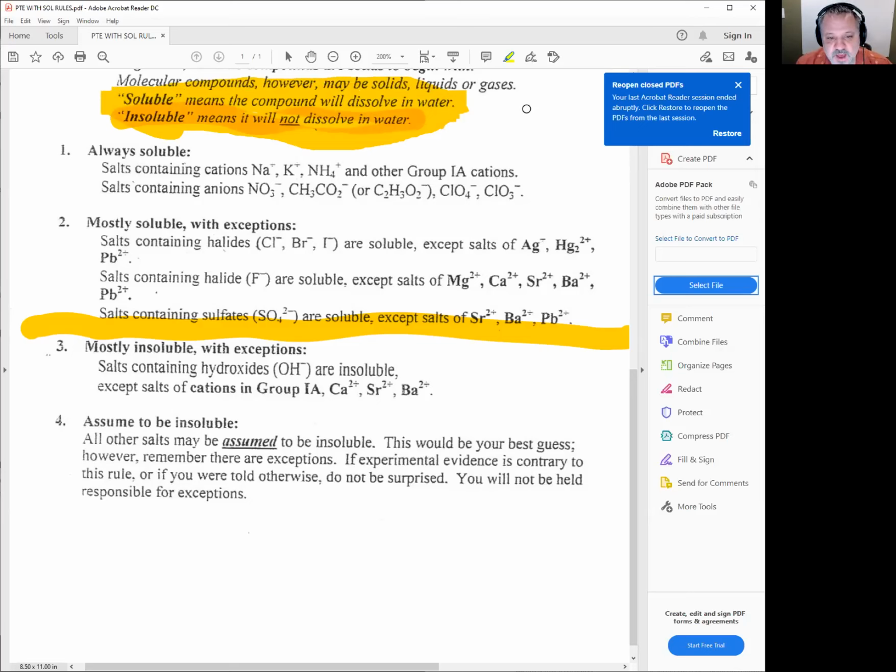What we don't talk about specifically, I'll just mention now in passing, is that when we talk about ionic compounds and reactions of ionic compounds, they're happening in water.